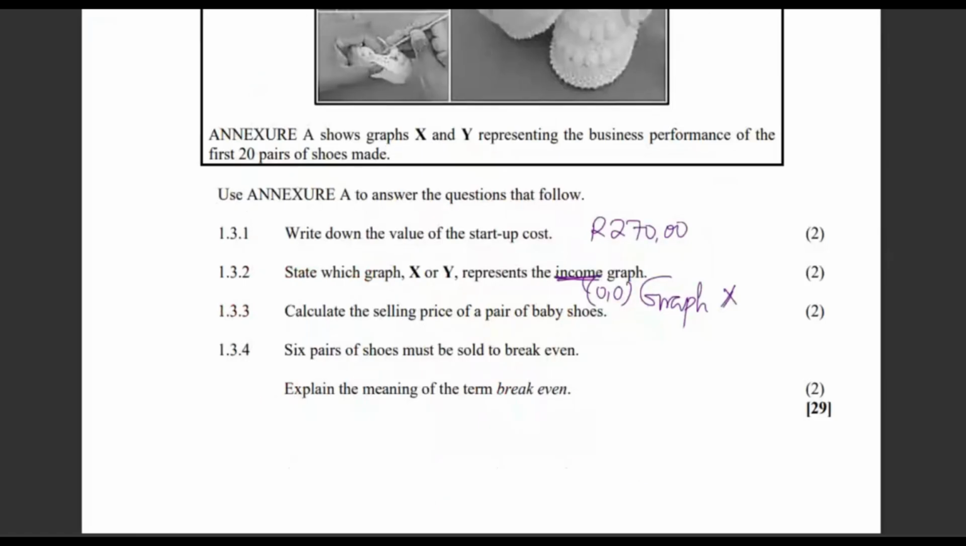So here the answer becomes the selling price. The selling price is 60 rand, because we took the perfect number, which was what? 600 divided by 10. We got the answer. 6 pairs of shoes must be sold to break even. Explain the meaning of break even. Break even.